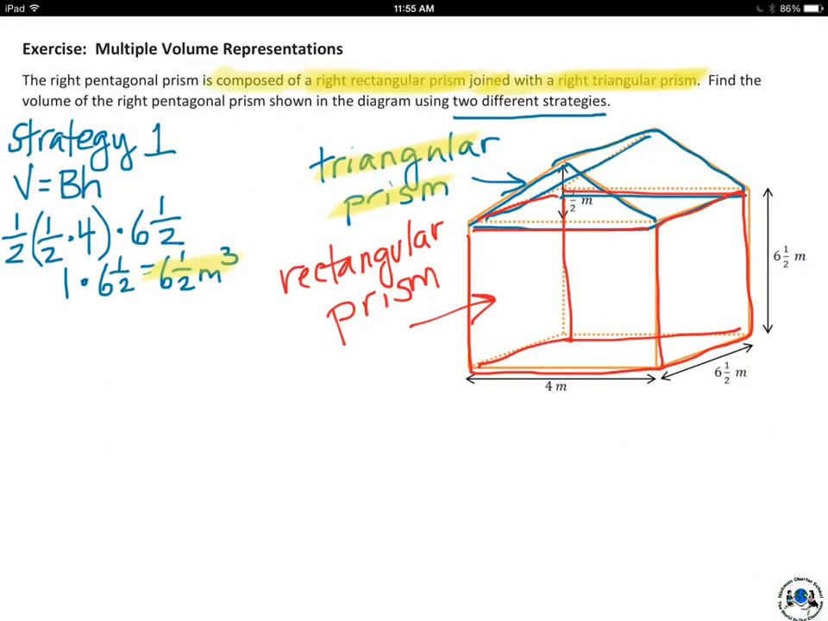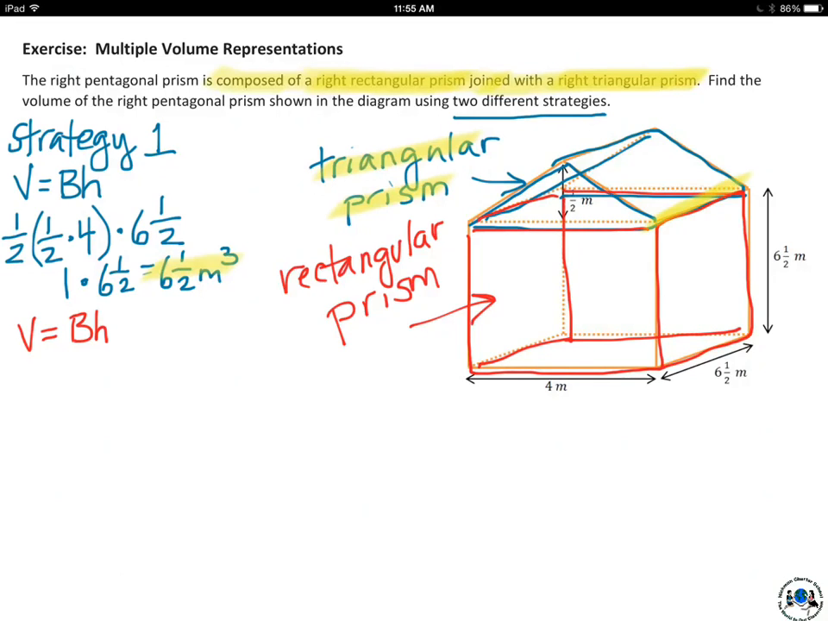There we have it. Our first part was 1/2 base times height, which was our triangle in the front, and then times the 6.5, which was our height, which really isn't height, but you know what I mean. This is exactly what we already did in the last exercise. So the total volume of that right triangular prism is 6.5 meters cubed.